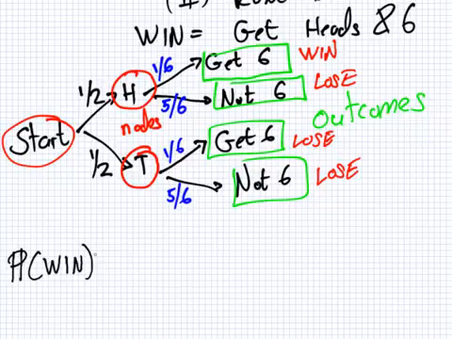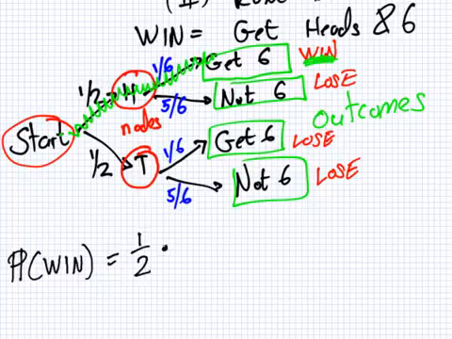Okay, so the way that this works, you look at the outcomes which are win, so that's only this outcome here. And you start at start, and you take the path to win. So we go this way, and then we go across here, and then we go here. This is the only way to get to win. As you move across the path, you have to multiply as you move across. So it'd be 1 over 2 multiply 1 over 6. That equals 1 over 12.